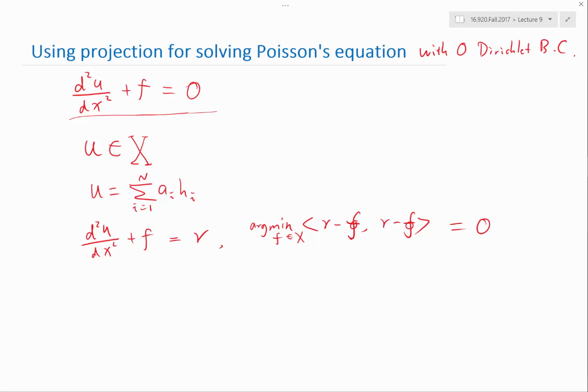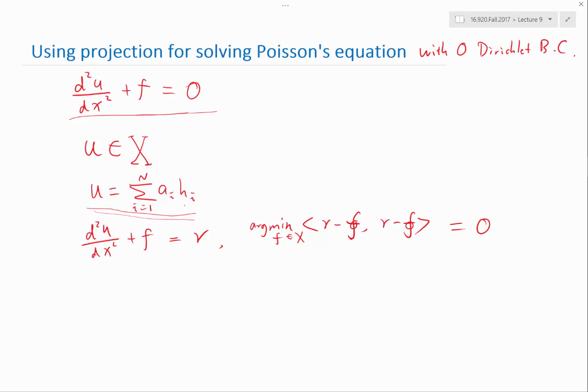Questions about this? Yes? What are you saying when you're saying that we're making our solution in X? That's basically saying that I want my solution u to be a linear combination of a_i times h_i, right? Or I want a solution that is piecewise continuous and linear. Okay, you're not saying that the true solution... I'm not saying the true solution is in X. We're only looking for an approximate solution in X.